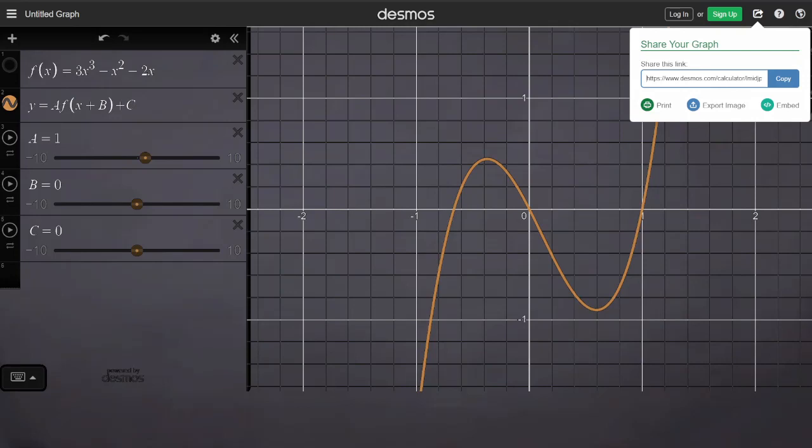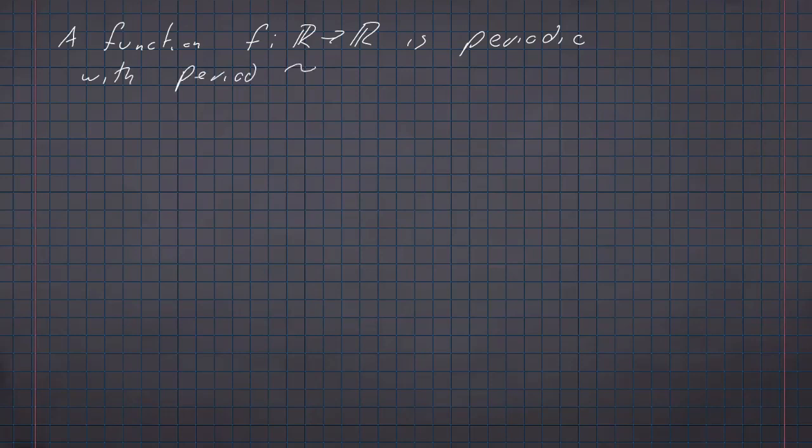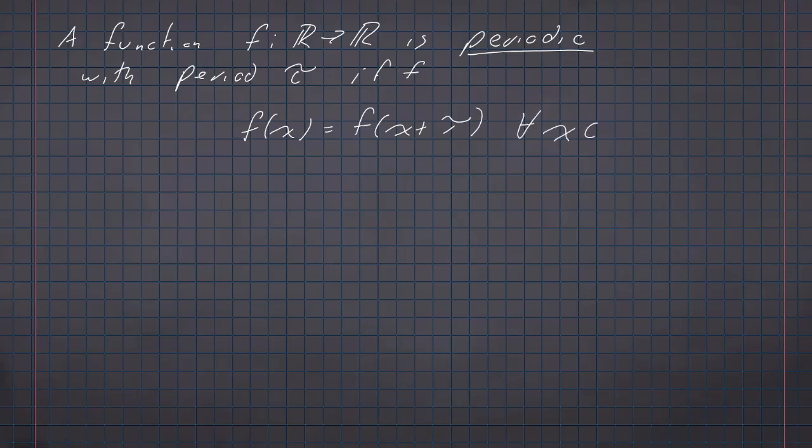All right. Graphing tool aside, let's go back to our notes, because I've got one last topic to talk about on transformations of functions. We say that a function is periodic with a period called tau if and only if f of x is equal to f of x plus tau for every x in the real numbers.